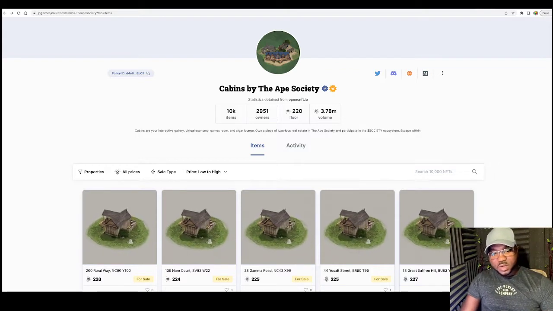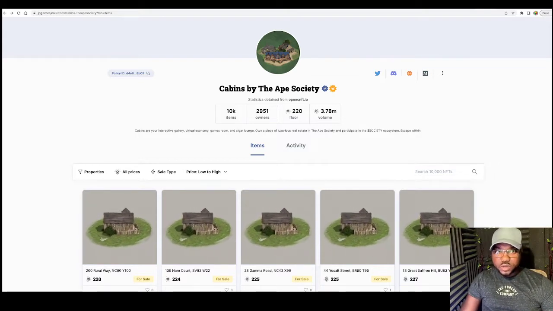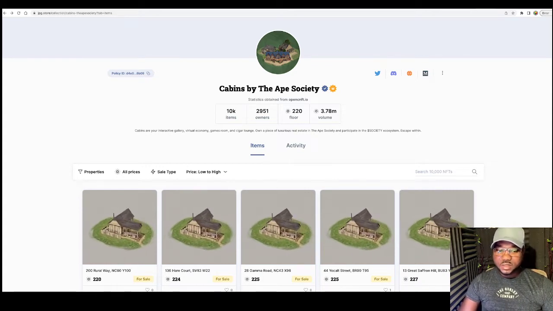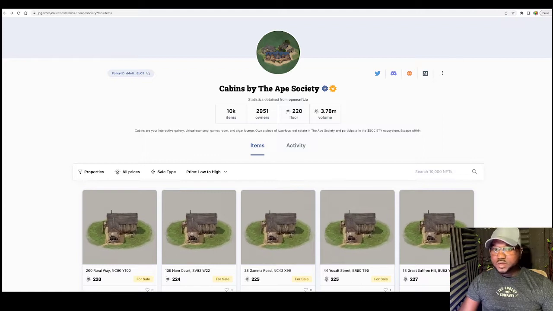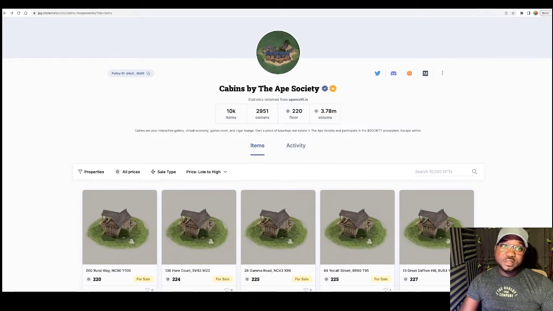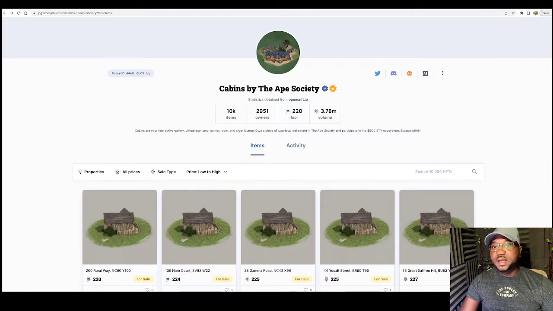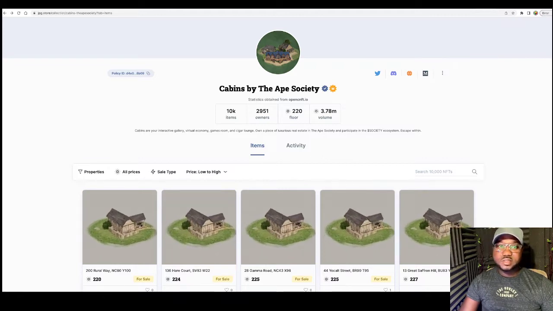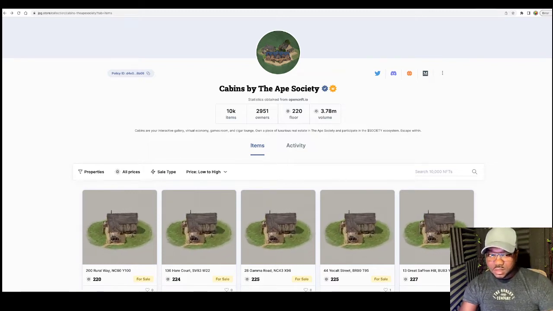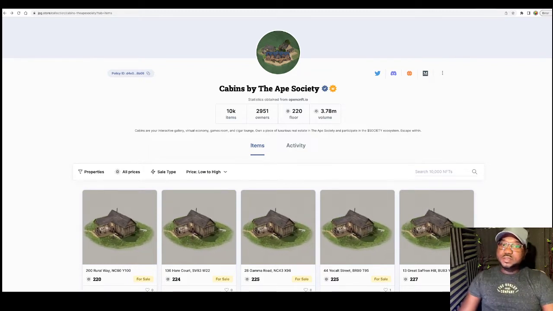So, today we're going to be looking at part 4 of the Ape Society series that we've been doing. And we're going to be looking at cabins, real estate in general, as well as the society token and staking, right? So, let's jump into it.